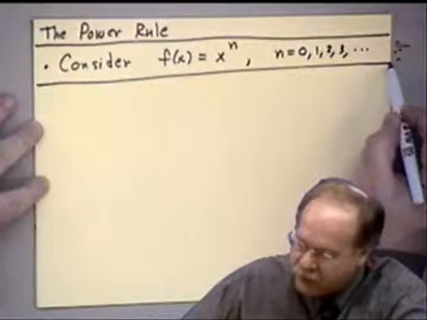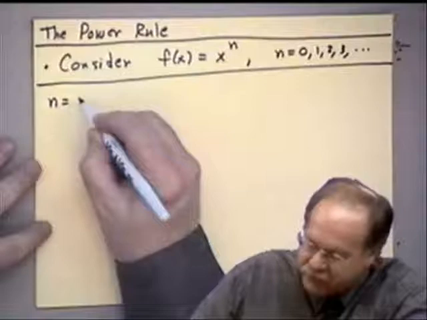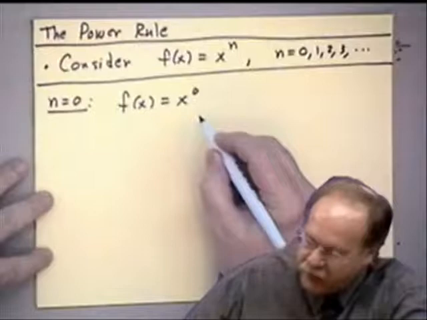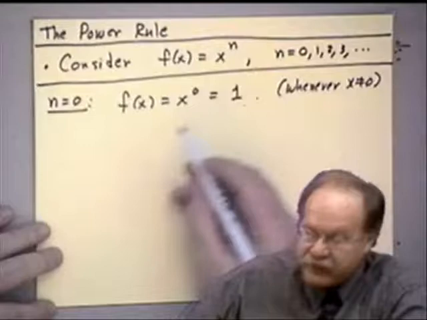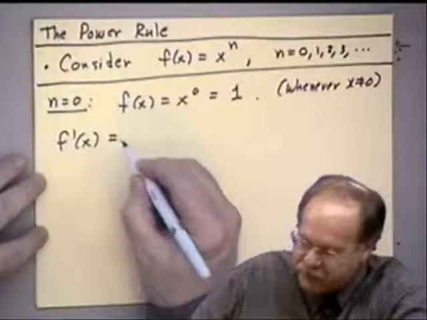Now we're going to learn a nice rule, but we're going to build up to it. First, let's take the n equals 0 case. So that would be f(x) equals x to the 0, which, as you know, is going to be 1, whenever x is not equal to 0. Now, that function should be easy to find the derivative of. I'm going to do it two ways. First, we'll just go ahead and do the calculation by the definition. It's nice to see what the definition actually gives us, and then to verify it by looking at a picture.